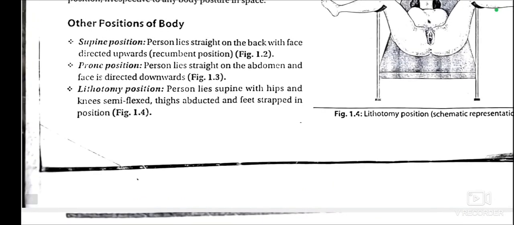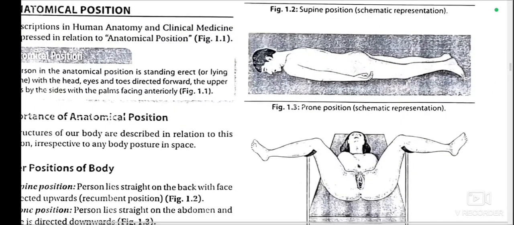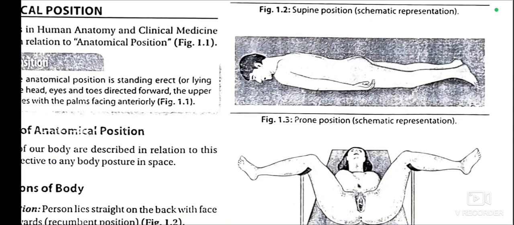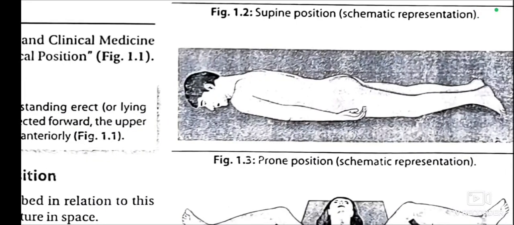Prone position: a person lies straight on the abdomen. In the supine position, a person lies on the back, but in the prone position the person lies on the abdomen, and the face is directed downwardly. In the supine position, the face and toes are directed upward, but in the prone position the face is directed downward. I will show the picture. You can see a person positioned on the abdomen, with the face and toes directed downward. This is the prone position, a schematic representation of the prone position.